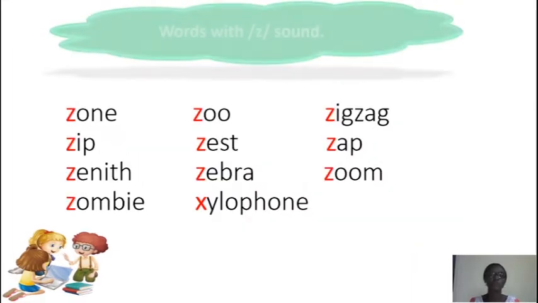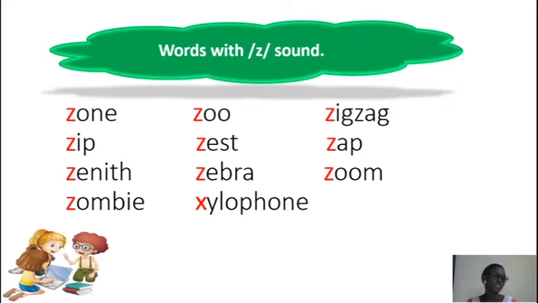So let's go ahead and see words that have the Z sound. For words with Z sound, we have words like zone. You can see the Z there. We have zone, zoo, zigzag. There are two sounds there. We have zip, but my focus is on the first one. So you notice that I didn't put the middle sound of zigzag in red. I'm interested in the first sound. We're looking at words with the Z at the beginning.